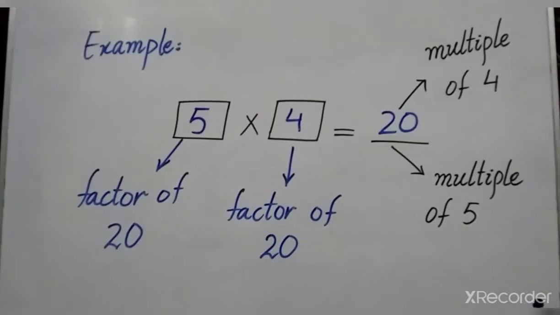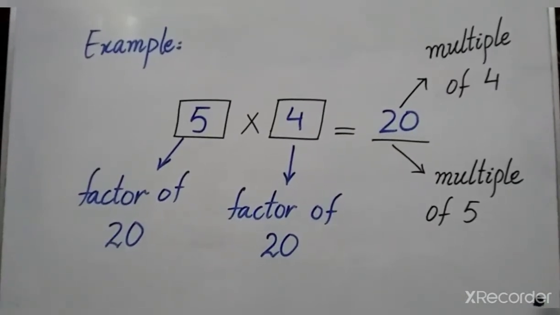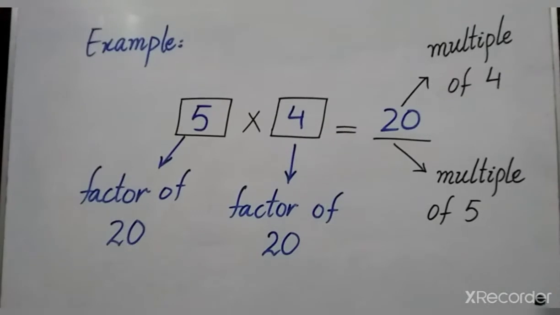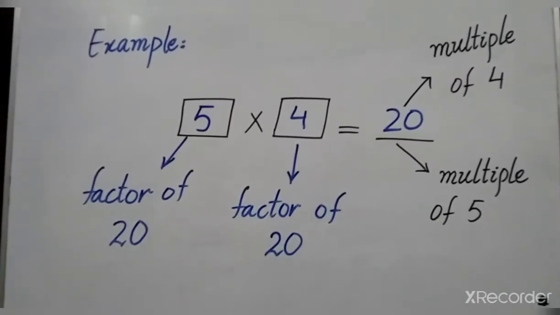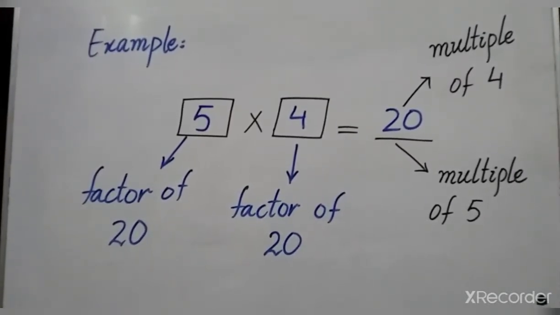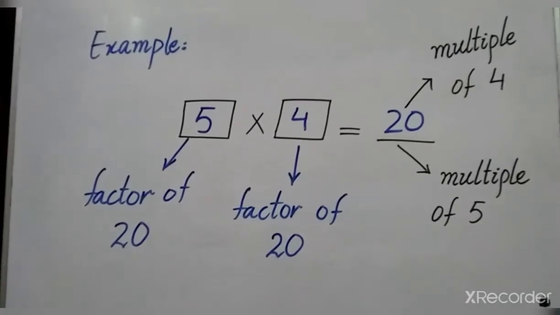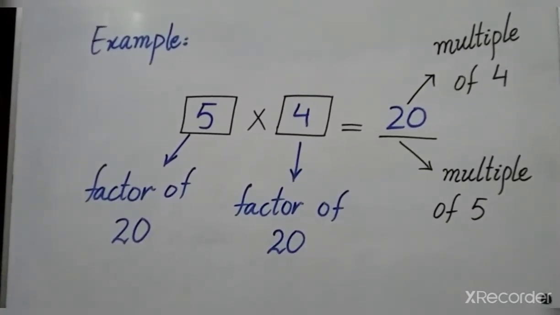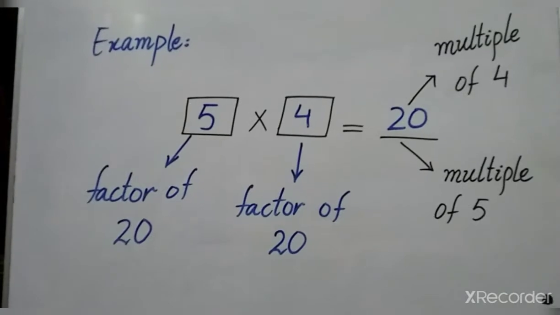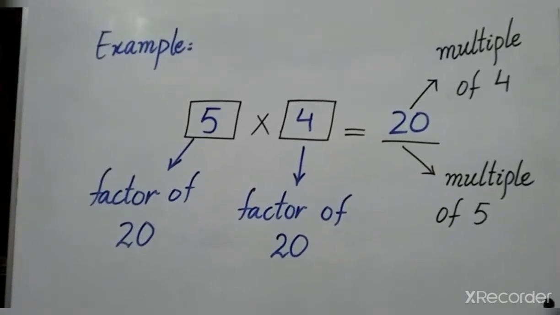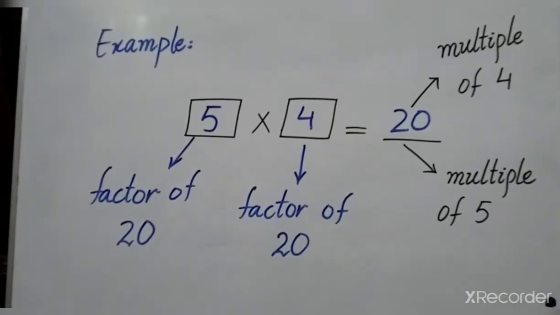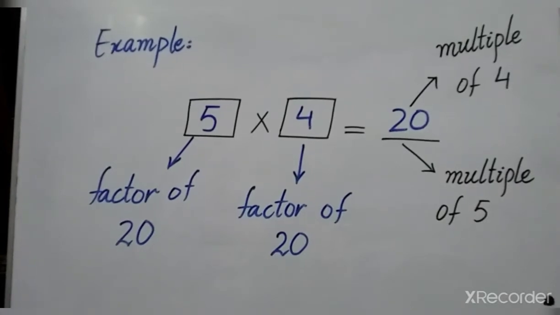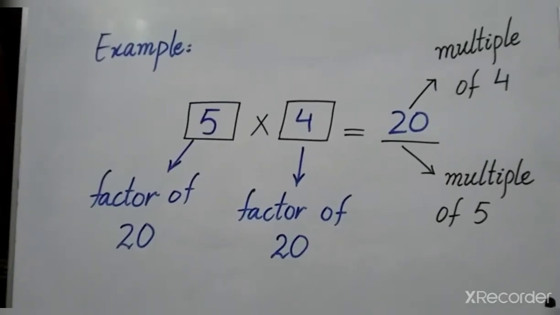Now, this example will elaborate your concept well. The product of 5 and 4 is 20. If we discuss each number, what does it mean? It means 5 and 4 are the factors of 20. And what is 20? 20 is the multiple of 5 and 4.